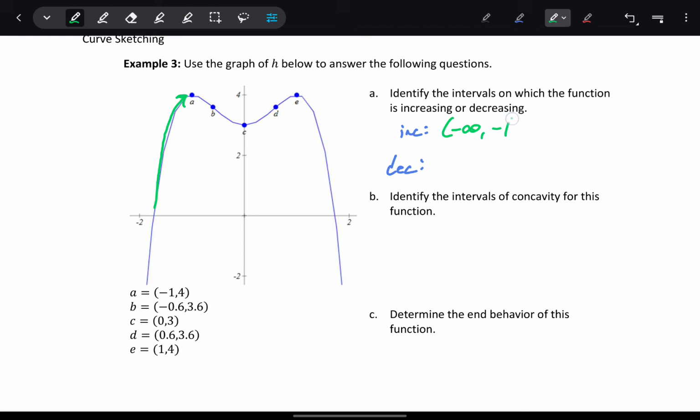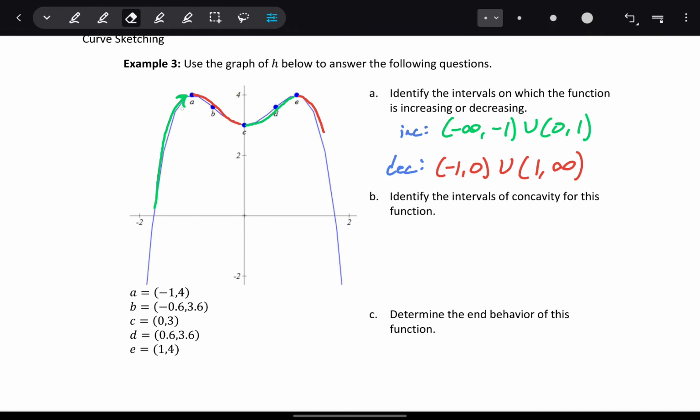So that's going to be x equals -1. And then union the interval from C to E. So that's going to be from 0 to 1. And then our function will be decreasing over this interval from A to C. So from -1 to 0. And then again from E to positive infinity. So we'll say union 1 to positive infinity.